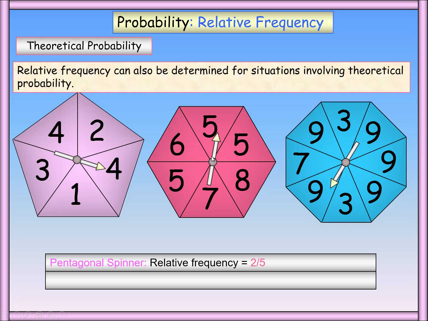And then in the second case, we're looking at the number the arrow is pointing to is a 5. And we've got 3 5s out of 6 altogether. So we've got 3 out of 6, which will simplify to a half.